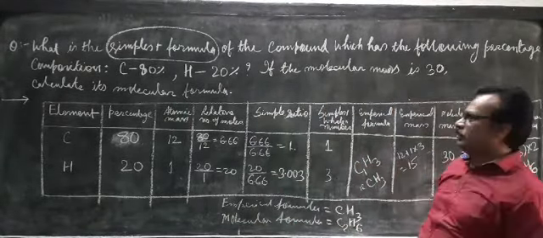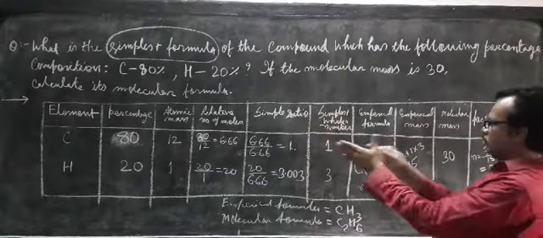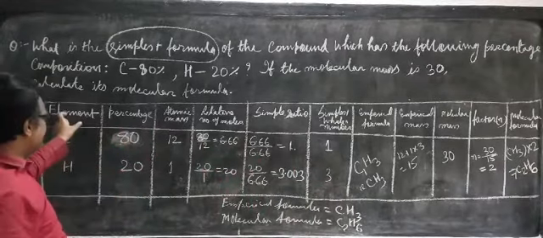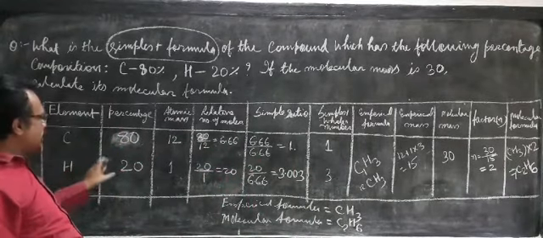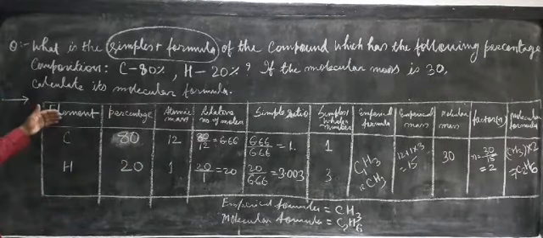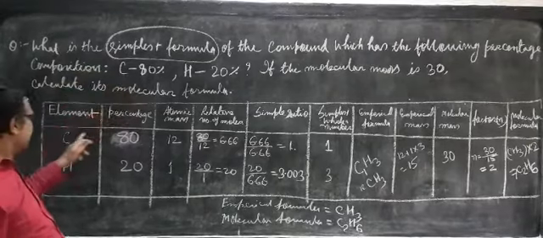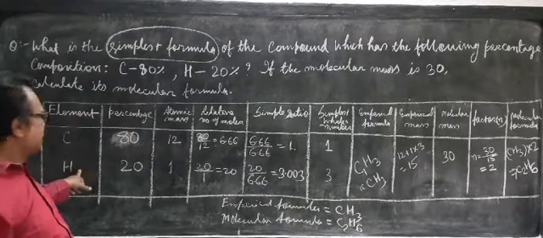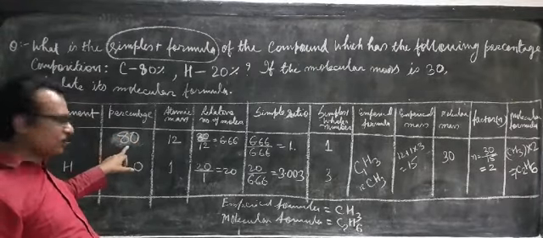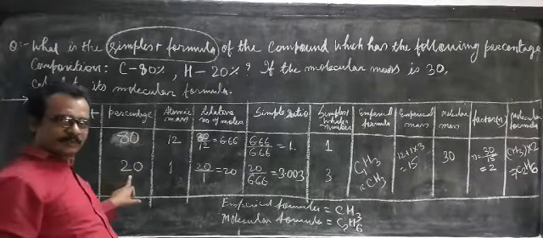The very first thing, we will make a chart like the one I have given you. In the first column, we have the name of the elements. In the second column, you write the percentage. First of all, you write the elements present. How many elements are present? Only two, carbon and hydrogen. In the second column, write the percentage of carbon, that is 80%. For hydrogen, it is 20%.